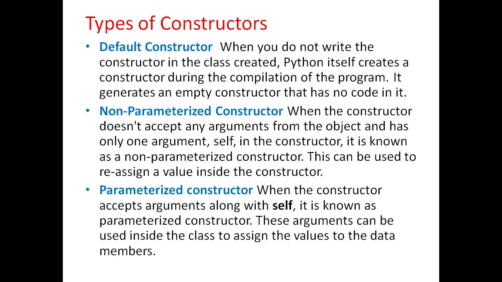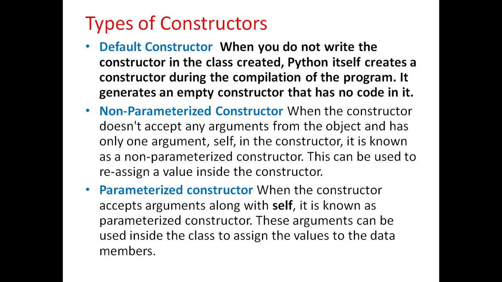There are different types of constructors in Python. First is the default constructor. When you do not write the constructor in the class, Python itself creates a constructor during the compilation of the program. It generates an empty constructor that has no code in it.